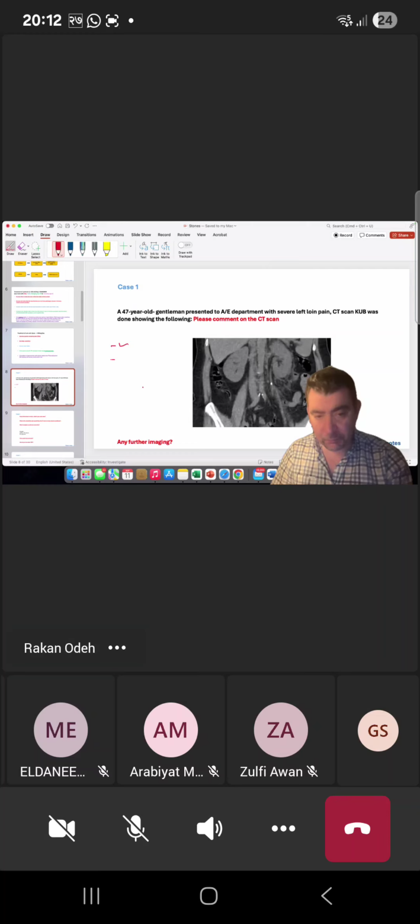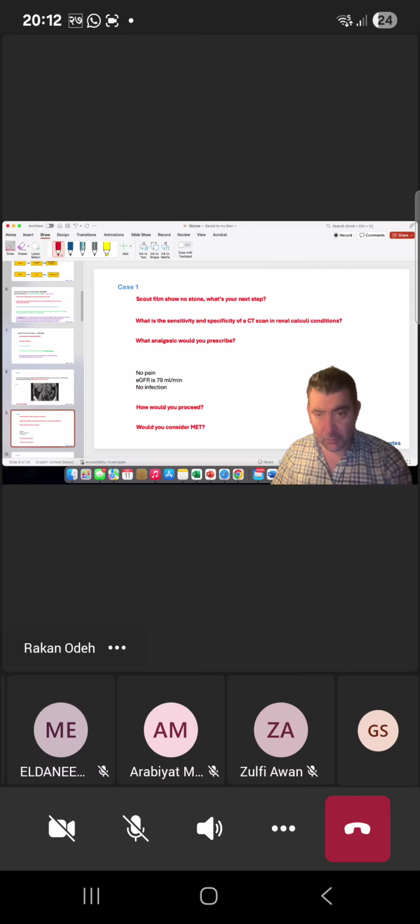So I would like to check the scout film to see the radiopacity of this stone. Okay, the scout film shows no stones. What's your next step? So I would arrange for X-ray KUB, because some stones can be shown in the X-ray rather than the scout film. What is the percentage of that? I'm not sure, maybe 10%. Yeah, good. Okay. Then this is regarding the scan.